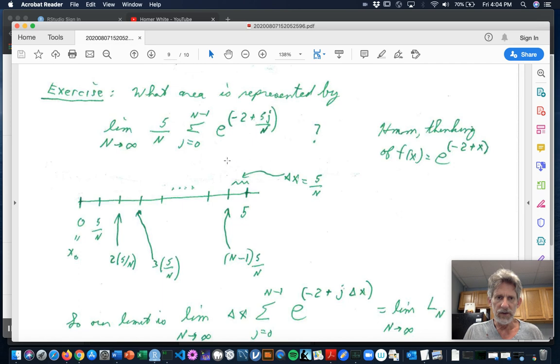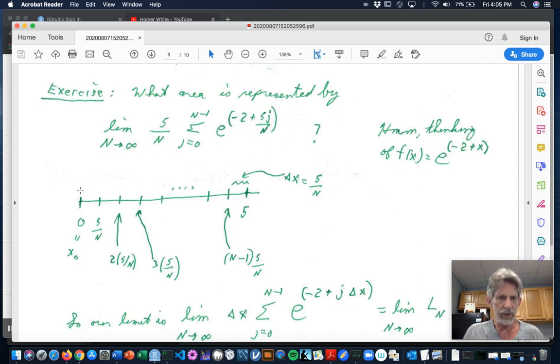Well, let me see. When j is 0, I'm looking at e to the negative 2. If j is capital N minus 1, that's almost a capital N, so I get basically a 5 out of here. You know, could I think of the x here as going from 0 to 5.